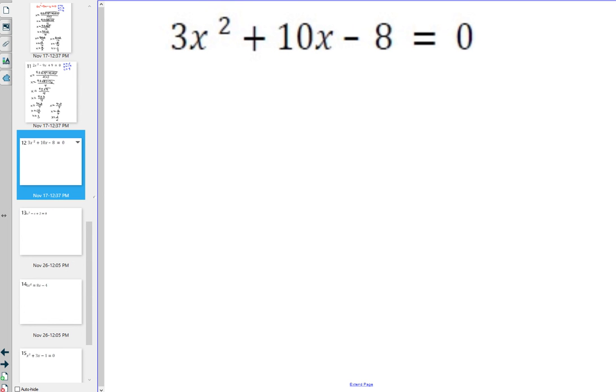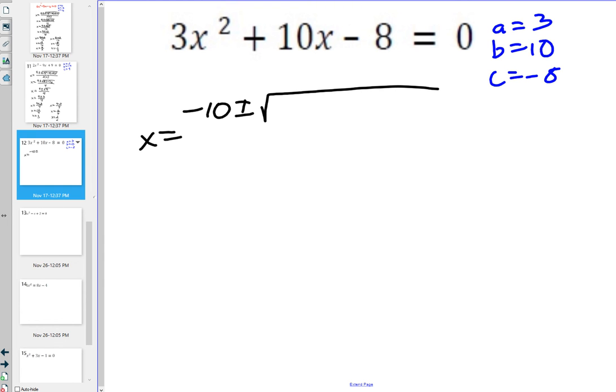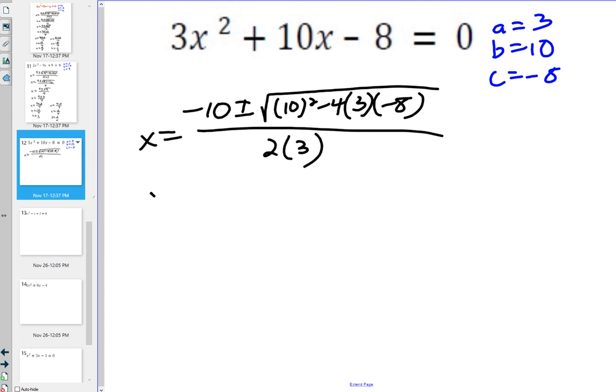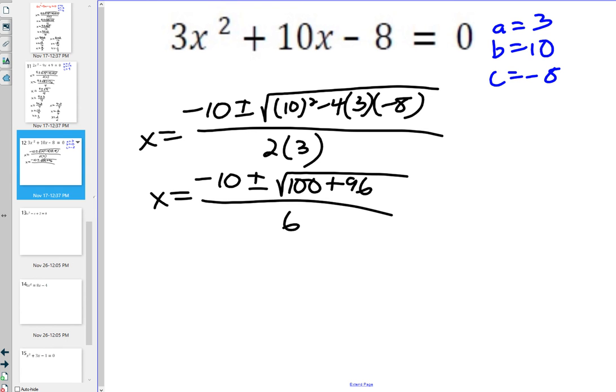This is already equal to 0. So A is equal to 3, B is equal to 10, C is equal to negative 8. X is equal to negative 10 plus or minus the square root of 10 squared minus 4 times 3 times negative 8 over 2 times 3. X is equal to negative 10 plus or minus the square root of 100. How many negatives come after the square? 2, so that's plus 96 over 6.